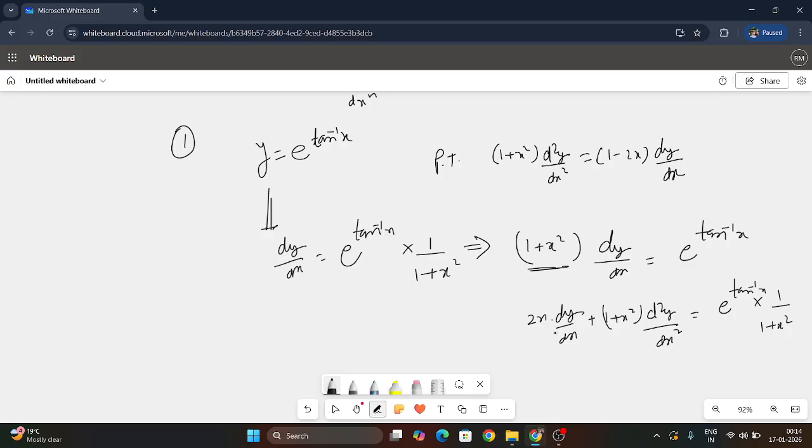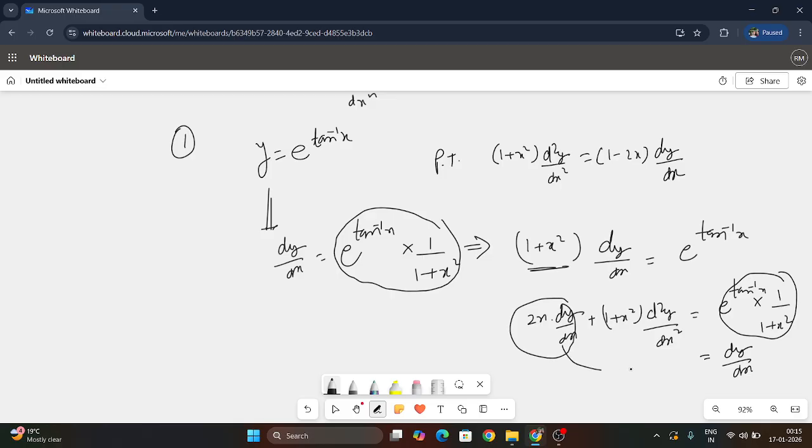Don't worry, that's fine, because what is this? This is dy by dx, and what is this? Same thing, equal to dy by dx. Now you can bring this term to this side and take dy by dx common, and that will become 1 minus 2x. So that is the simple proof of this.